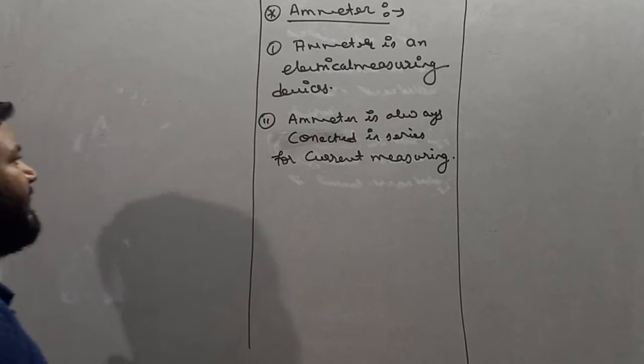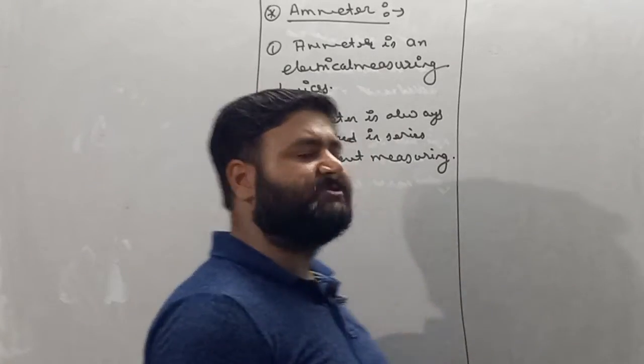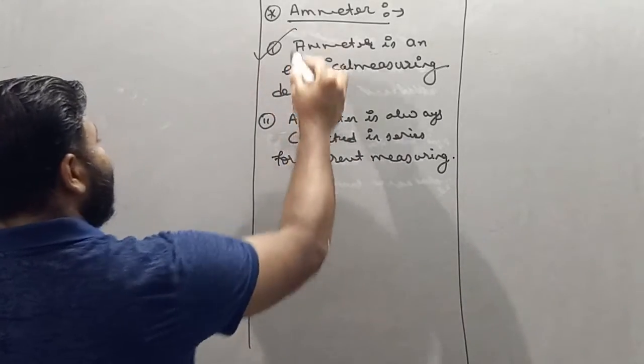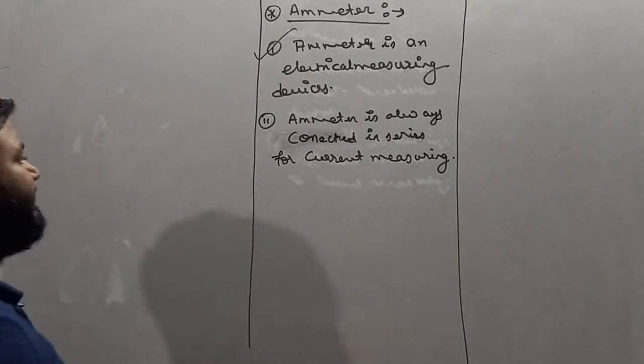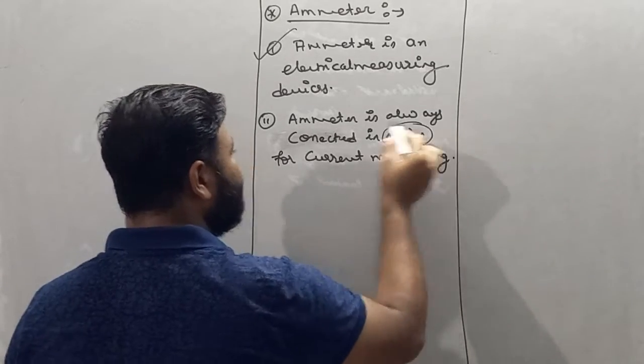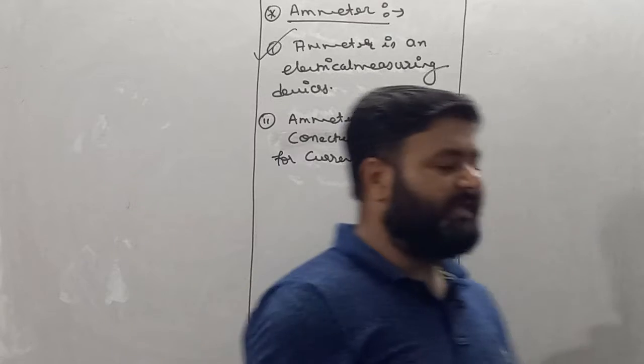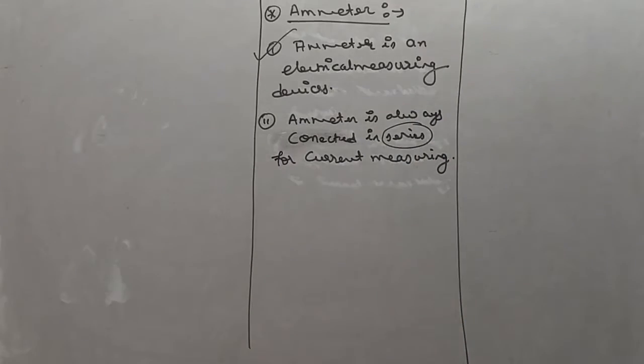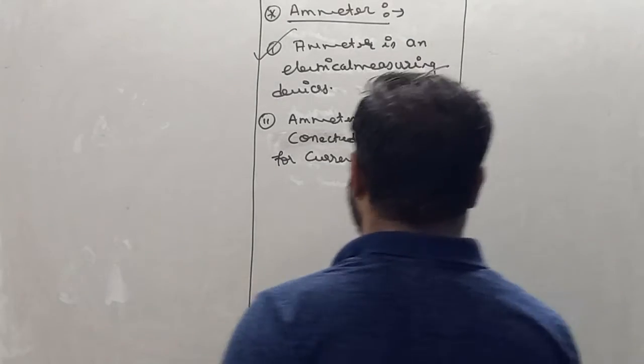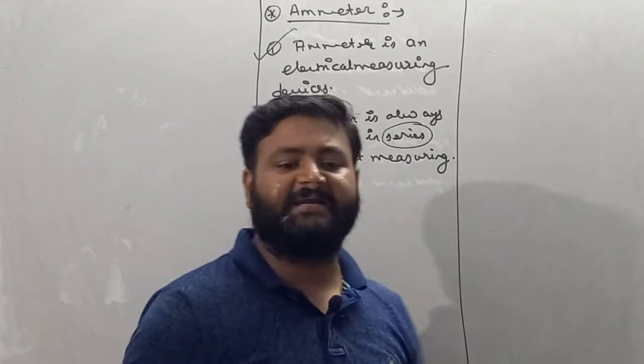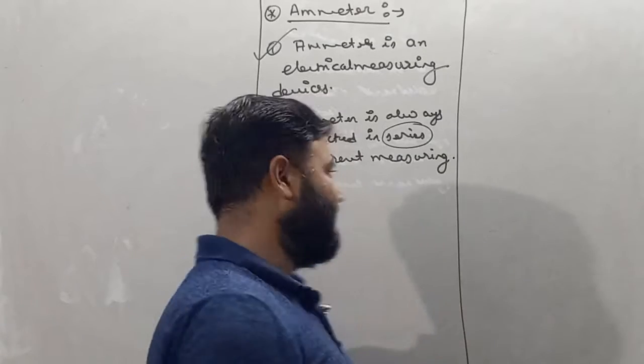So first thing is ammeter is an electrical measuring device. Second thing, ammeter is always connected in series. See, my dear student, we know that galvanometer is only a current detecting device, and galvanometer is also connected in series. Similarly, ammeter is an electrical measuring device and ammeter is always connected in series.